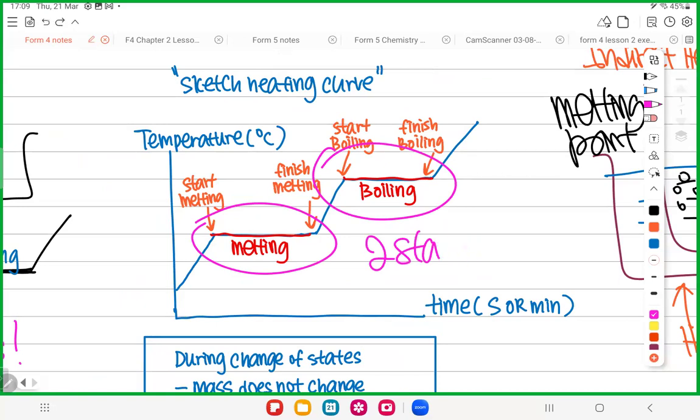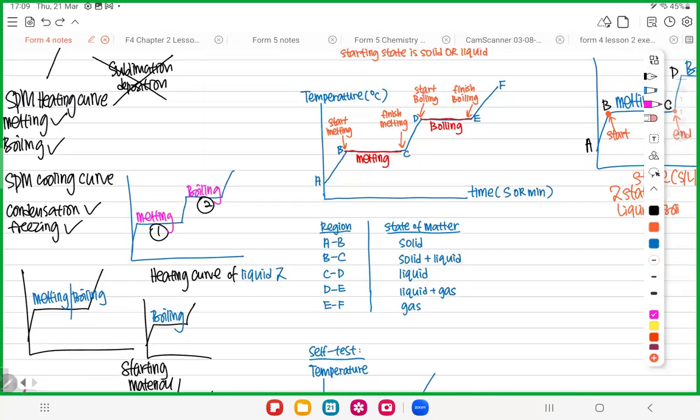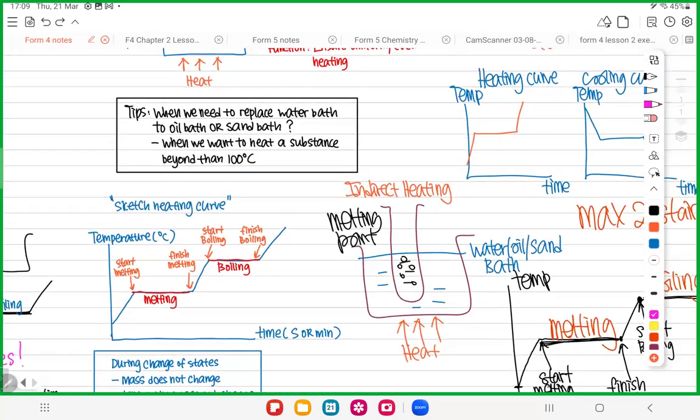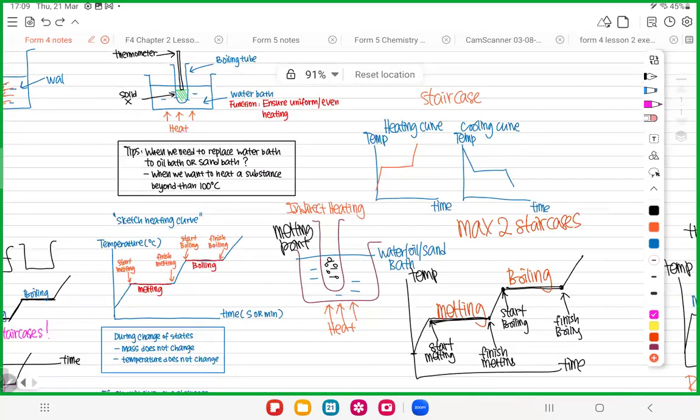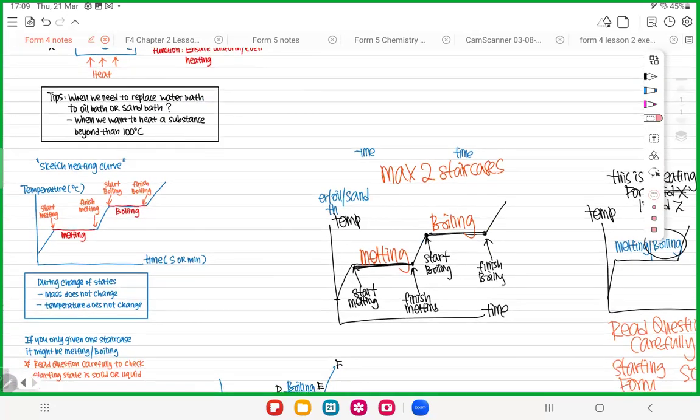When you are on the slanted line, you always have one state, okay? So that is everything that we covered. This is everything we learned in the past lesson. I really hope you all still remember this concept. It's not very hard. Heating curve, it's perfectly okay.